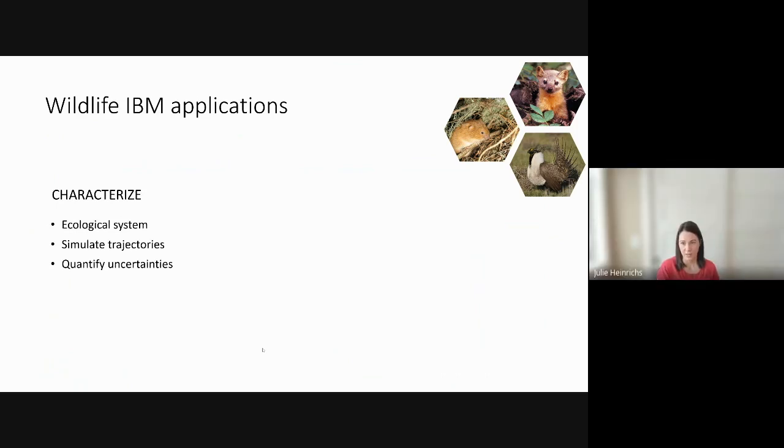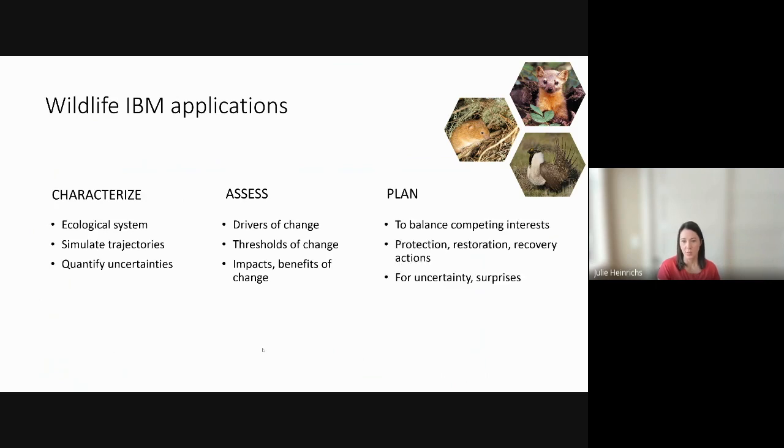So I've got 3 examples to show you today. They're all wildlife IBM applications. Some of them are looking more to characterize the ecological system and trajectories and think about uncertainties. Some are looking more at the drivers of change and the thresholds of change. And others are geared more to thinking about developing long-term and future plans. But these will vary a little bit in their complexity and realism too. So maybe you'll get a sense of how they can vary and why we've chosen to go more complex in some situations than others.